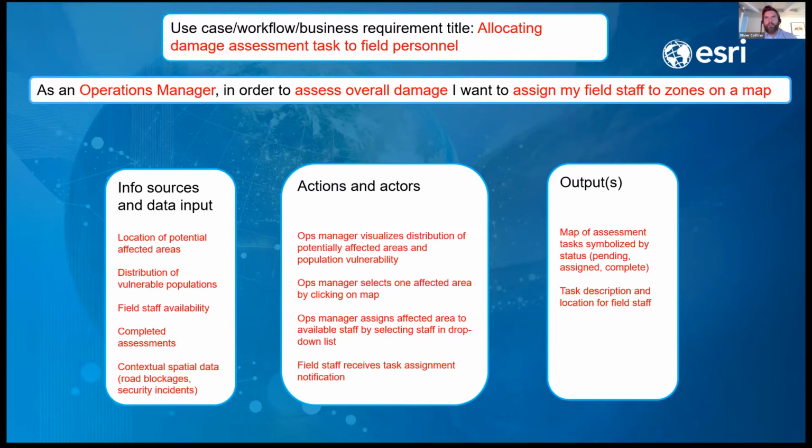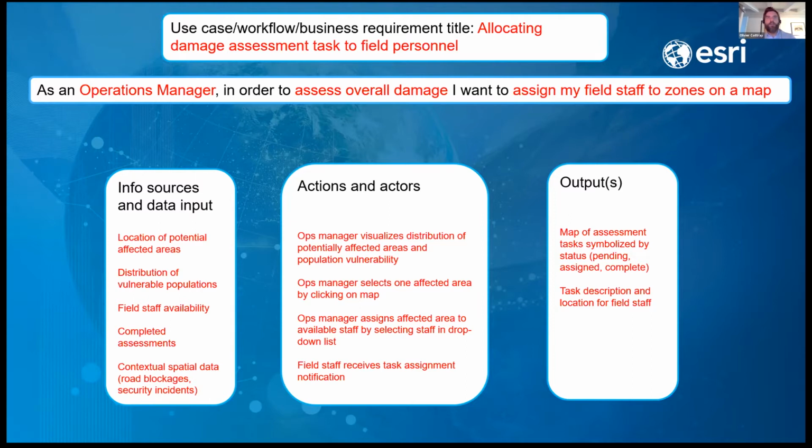And then by drilling down into the details of that, the information sources that we're going to need are the location of potential affected areas, distribution of vulnerable populations, field staff availability, and completed assessments, what areas have already been done so that you don't task staff to areas that have already been covered, and contextual spatial data, road blockages, for example, security incidents.